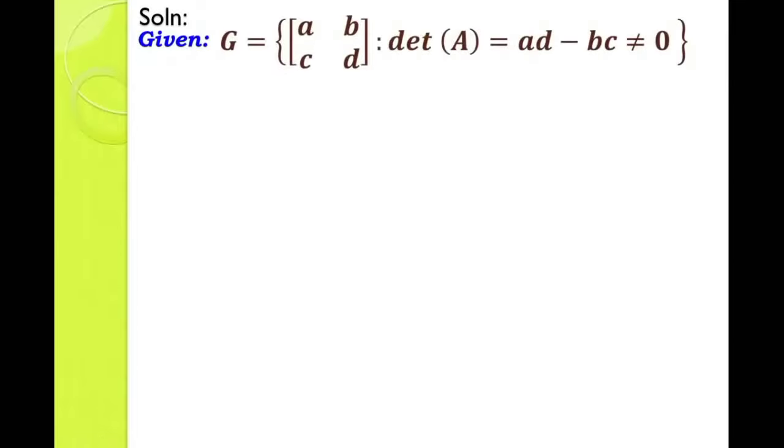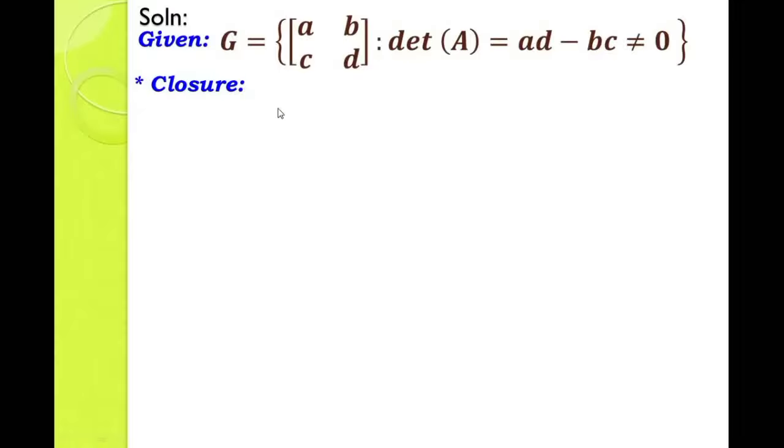Solution. What is given? The given 2 by 2 matrix, we consider as capital G. We consider this matrix as capital A. If you find the determinant of A, you get AD minus BC, that is always not equal to 0, and small a, b, c, d all belong to the set of all real numbers. So now we have to verify whether this matrix satisfies the closure property or not. First one, closure property, which means we have to verify G is closed or not.